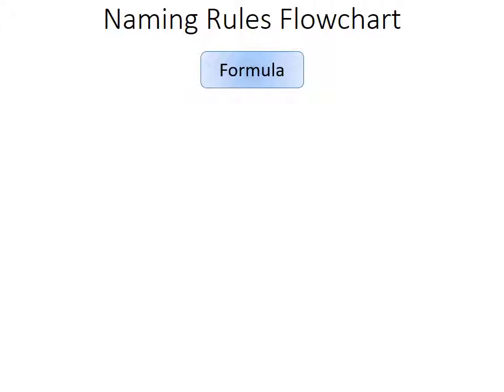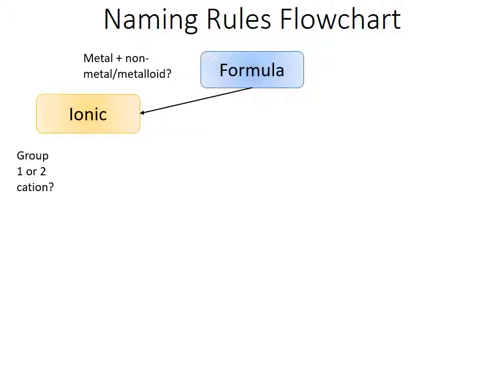Now, the first question you should ask yourself is, do I see a metal and a nonmetal or metalloid present? Because if so, then you're dealing with an ionic compound, and we need to use those rules. The second question you should ask yourself is, is the cation in group 1 or 2? Remember, the cation will be the element listed first. If that is the case, then you can use the binary ionic rules.